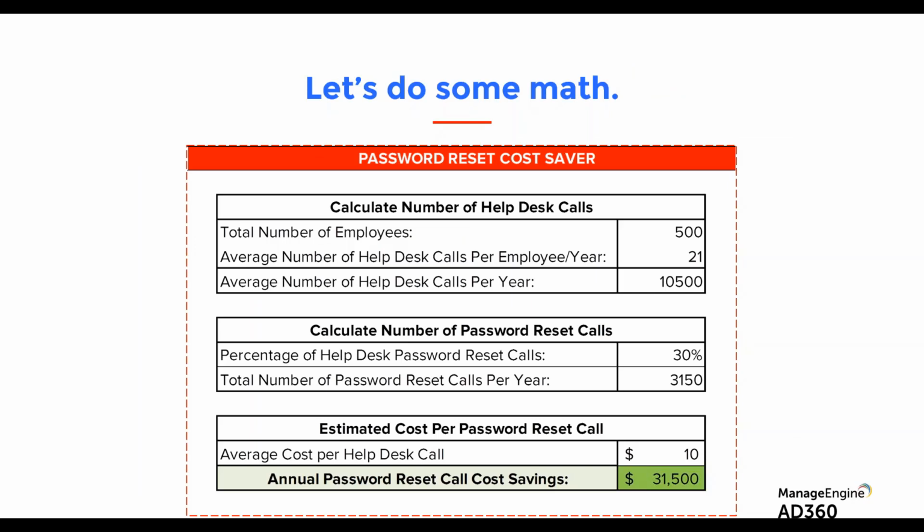What does it help you do eventually? Reduce the call volume to your help desk. On an average, a user calls the help desk about 21 times. This is statistics based on our research. And of these calls, 30% of them turn out to be calls for password reset. Why would you want to trouble yourself with that? In an organization with 500 employees, almost 3,000 calls every year are going to be for password resets.